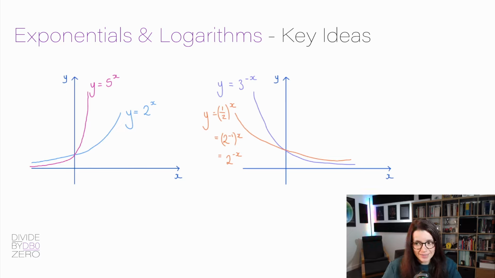On the graph on the right-hand side, we have y is equal to 3 to the power of minus x, and y is equal to a half to the power of x, which is actually the same as 2 to the power of minus x. Similar shape for those ones, but they go down the page rather than up.